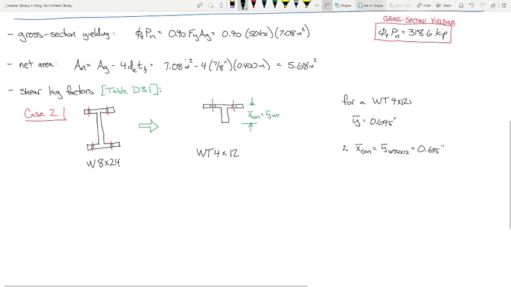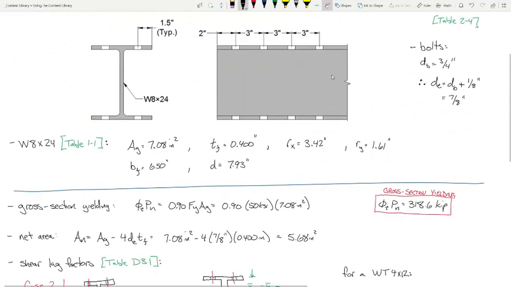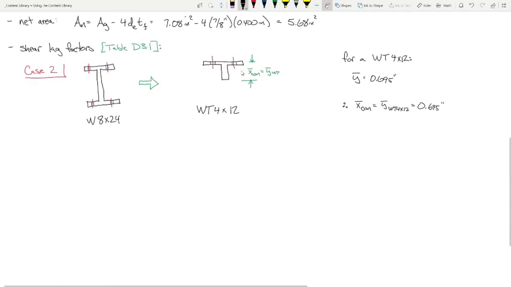Okay? Now, let's go back up here. So we know what X bar is. What is the length? What's the length of the connection? 9 inches. Outside bolt to outside bolt. Okay? So L sub CON is 9 inches, from the connection diagram.